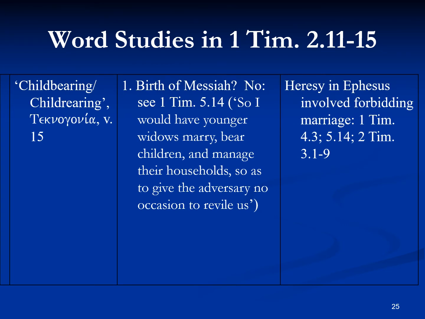And then teknogonia, childbearing, has been understood by some to refer to the Messiah. She will be kept safe through the childbearing of the Messiah, as it has often been understood. But I would again say no, with 1 Timothy 5:14. Paul says, I would have younger widows marry, bear children, and manage their households so as to give the adversary no occasion to revile us. The heresy in Ephesus involves the forbidding of marriage. Paul makes note of that in both 1 Timothy and in 2 Timothy.